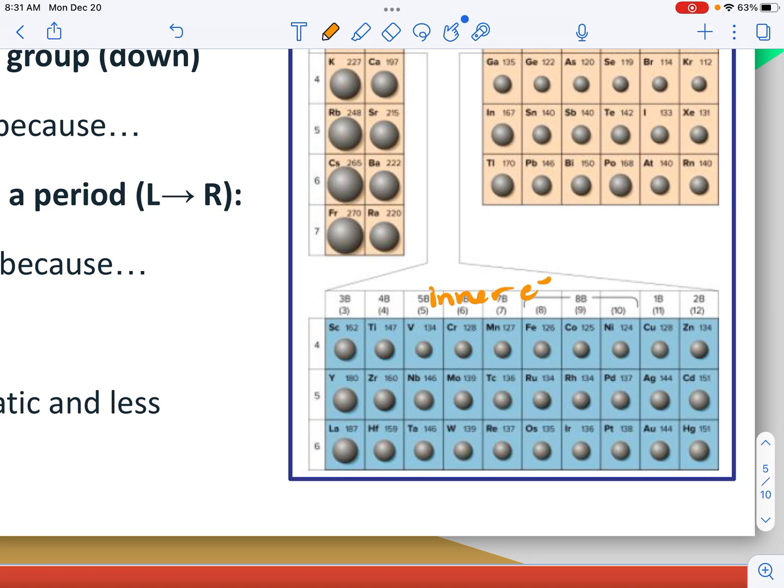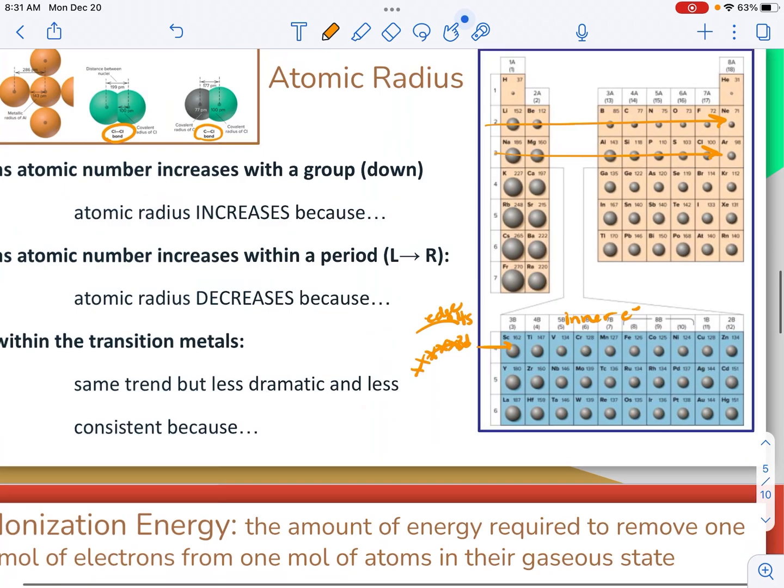So what's happening is even though you're adding a proton and it should be able to pull in those outer electrons, so remember, if we're here, we're adding 3d electrons, but these 4s electrons are the edge of the atom. So as we keep adding these electrons, we're adding a proton which should be able to pull these guys in farther. But because we're adding these electrons in the middle, it's actually increasing the shielding. So what we see is that across the transition metals, it doesn't shrink as much as it does across main group elements because of the increased shielding every time you add one of those electrons.